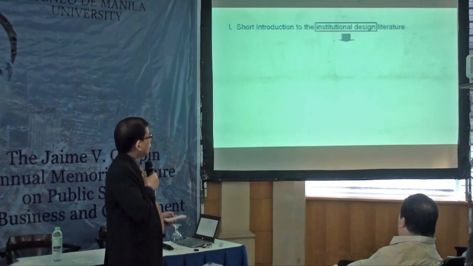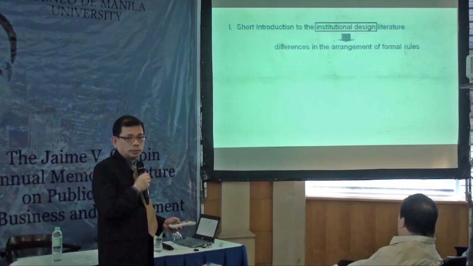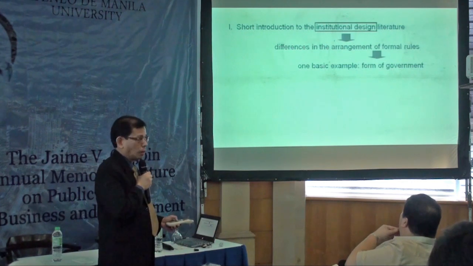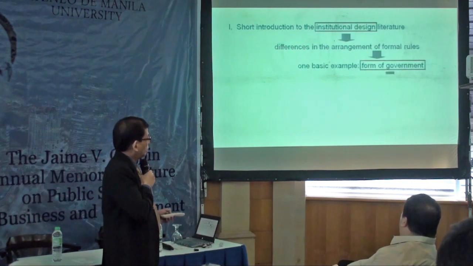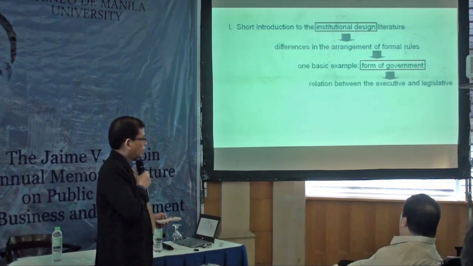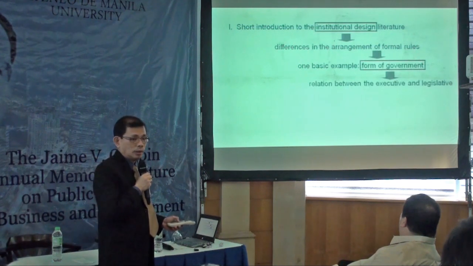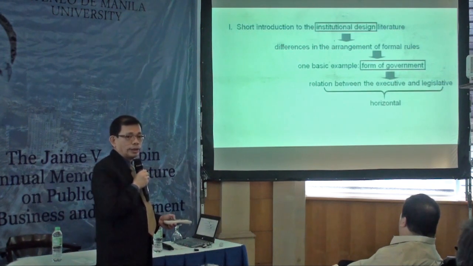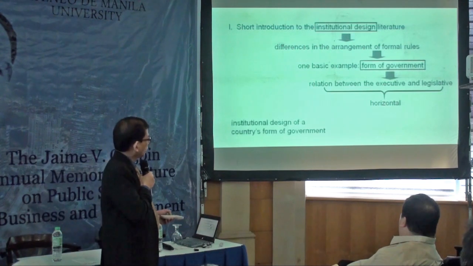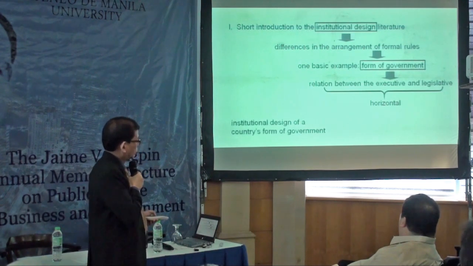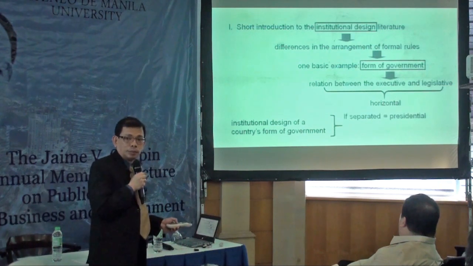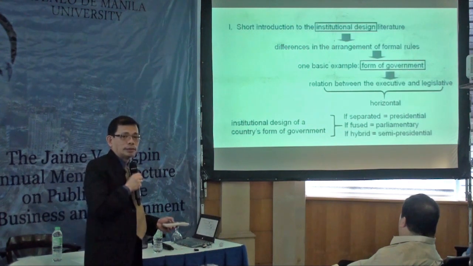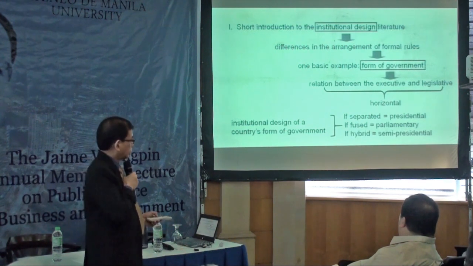Institutional design basically would be differences in the arrangement of formal rules. One basic example would be the form of government. Form of government would be understood in the political science discipline as the relation between the executive and the legislative. And we call this a horizontal relationship. The institutional design of a country's form of government, if separated, would be presidential, if fused, parliamentary, and if hybrid, semi-presidential, with all its variations.